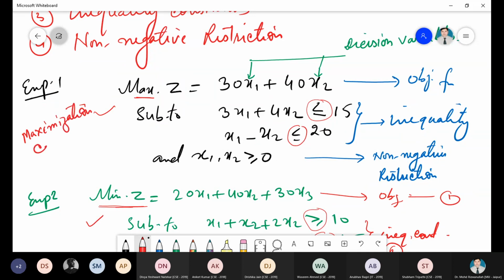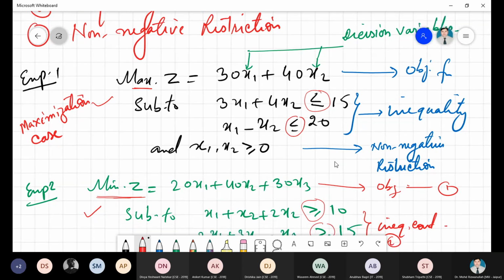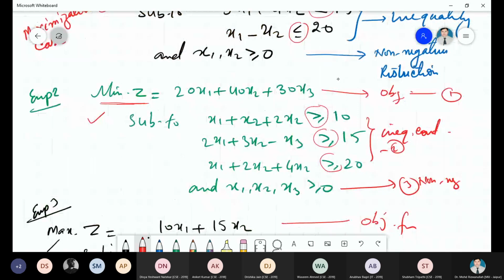This is a maximization case problem, because all the inequality constraints, these two, 15 and 20, are of less than or equal to sign. And in the second example, this is a minimization case. All the inequality constraints are of greater than sign. See, this is greater, this is greater, this is greater. So this is called the pure minimization case.